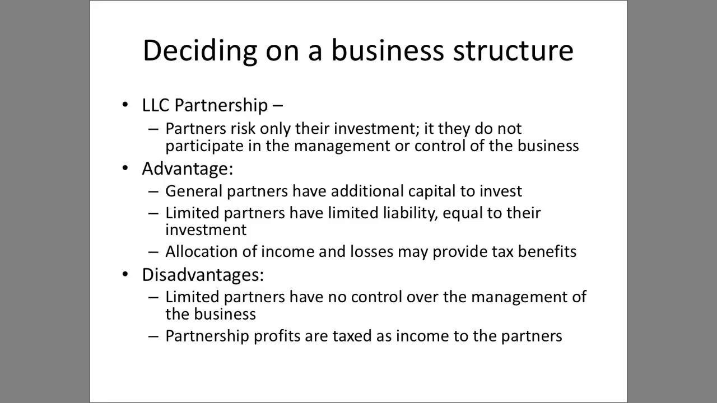There are limited liability partnerships, which are probably a better structure. Partners' risk is only their investment if they're not in the business. So you may have a company where you have partners, but they're silent partners. They provide capital investment. They believe in your business, and they are banking on your being successful to collect dividends from this. The advantage of this is the allocation of income and losses can provide tax benefits, and limited partners have limited liability equal to their investment.